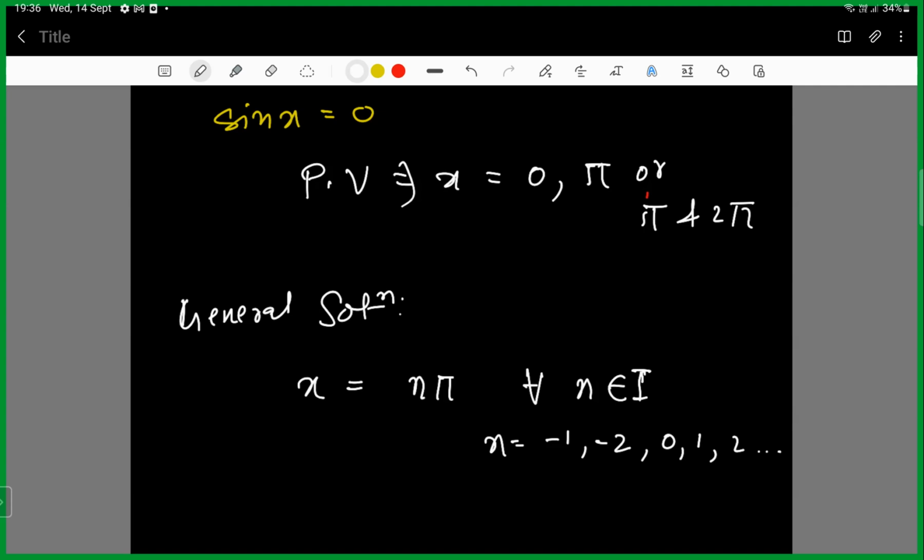Yeah, general solution is like it will include all the values. Principal solution is a part of general solution. So principal solution is a subset of it.